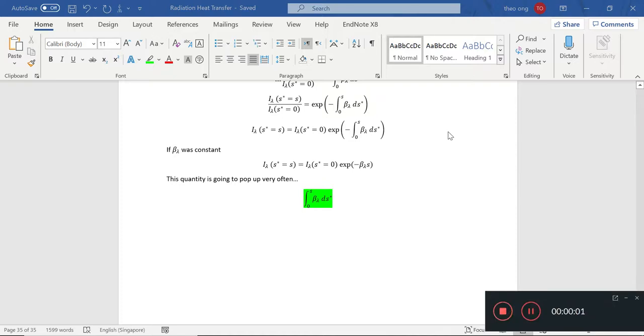And so, welcome back to our Radiation Heat Transfer Learning Journal. In the last video, we were talking about the extinction coefficients and why it's important.